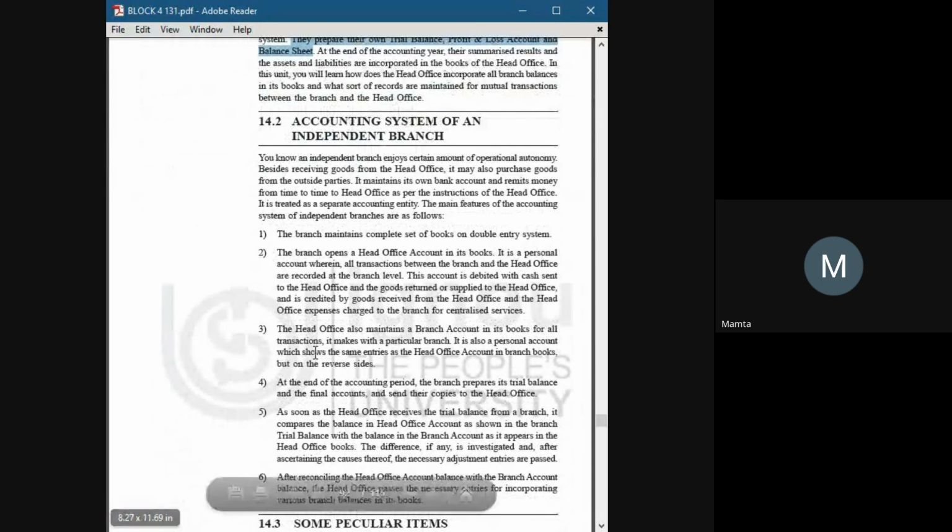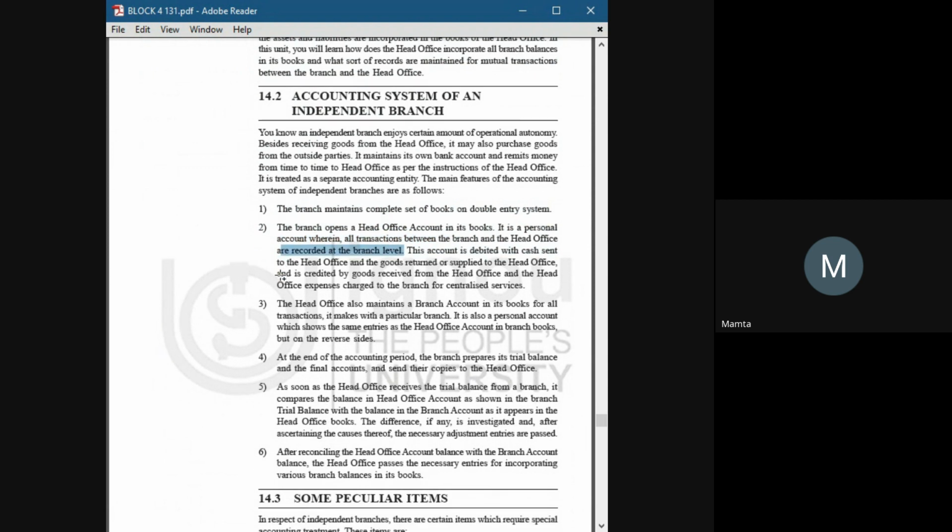Accounting system of an independent branch. The branch maintains a complete set of books on the double entry system. Second, the branch opens a head office account in its books. It is a personal account wherein all transactions between the branch and head office are recorded at branch level. The head office also maintains a branch account in its books for all transactions it makes with a particular branch.